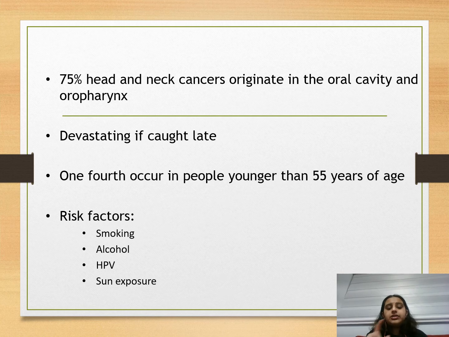And another thing is that 1/4 occur in people younger than 55. So 25% of the population is a risk factor. Under 55, we can't always say, hey, I'm 20, it's not an issue. You never know. You could be part of the 25% of the population, and it is difficult to manage. And having to talk about cancer at such a young age is very devastating to the patient as well. So, gotta keep that in mind.